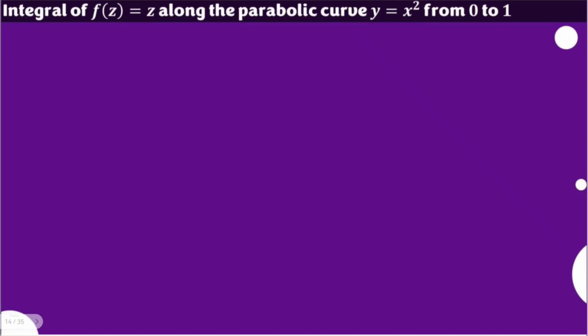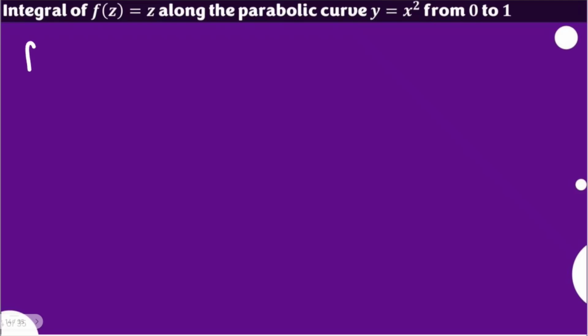For this next video, we are to solve for the integral of the given function f of z equal to z along the parabolic curve y is equal to x squared from 0 to 1. Don't be confused: we know that the given function is z, and you have your parabolic curve y is equal to x squared, and you have the points 0 to 1, because all of these are important in understanding the given function and its integral.